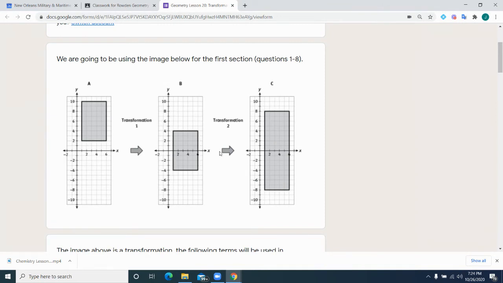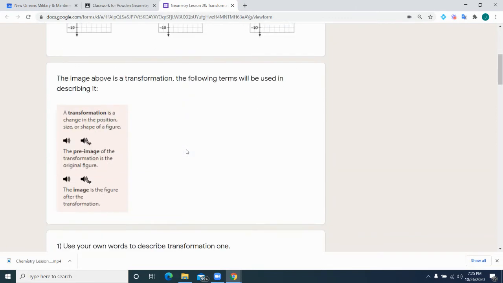What's happening to y? X is staying the same, but what's happening to y? What can you do to 4 to turn it into 8? You could either add 4 or multiply by 2. What can you do to negative 4 to turn it into negative 8? You could either subtract 4 or multiply by 2. So what's the thing that's happening to both of these? Multiplying by 2. So x stays the same, y is multiplied by 2.